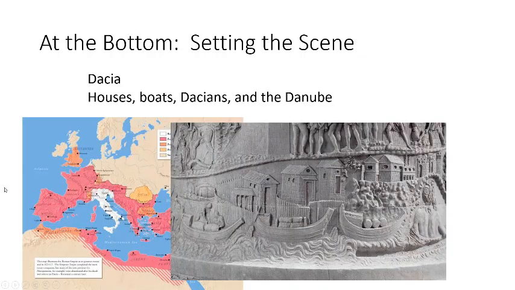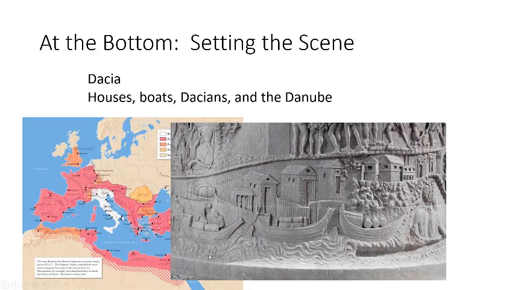A couple of close-ups here. Here at the bottom, this is supposed to represent Dacia, which we see here on the map. So these are Germanic peoples in the east, so here we are, the Dacians, and this is the Danube River.